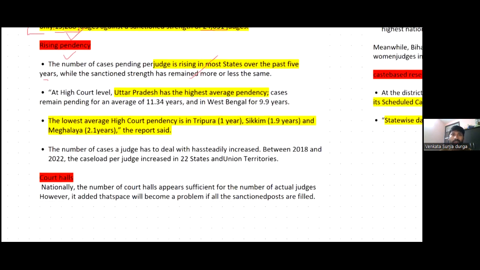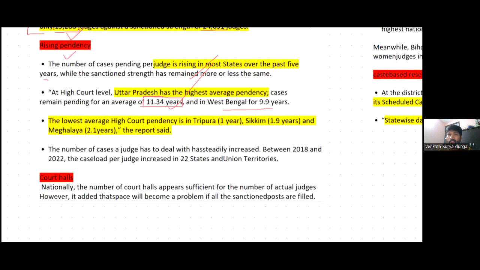At the High Court level, Uttar Pradesh has the highest pendency of cases. Cases remain pending for an average of 11.34 years. So the average a case is pending in a High Court is 11.34 years. If you file a petition or a case in the High Court, the case will be resolved after 11 years. This is the average time taken to dispose of cases.